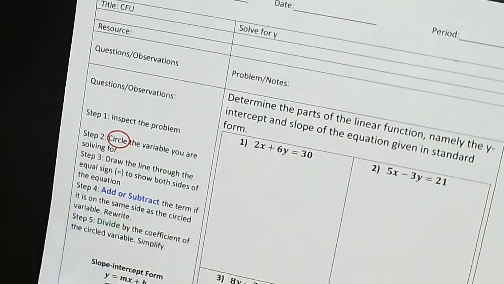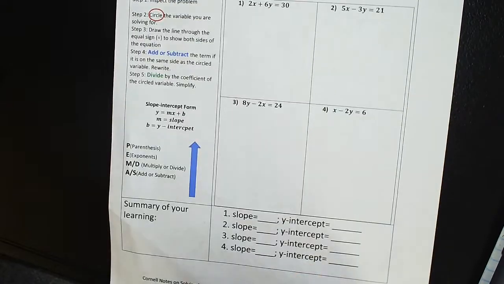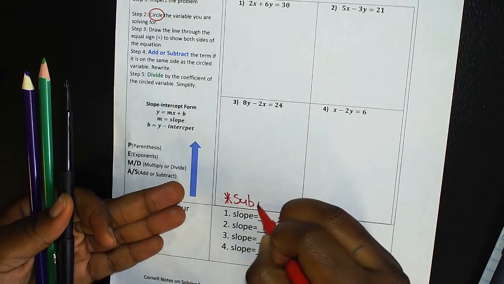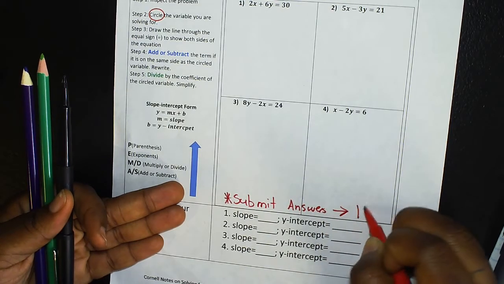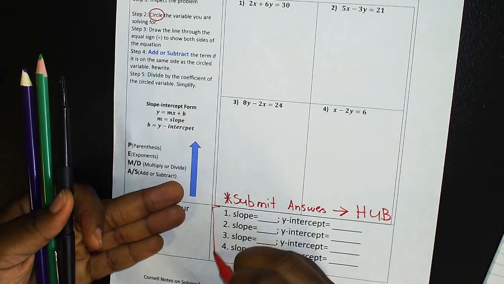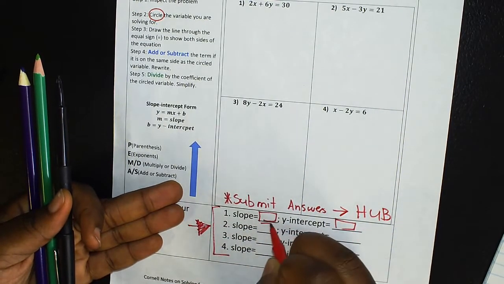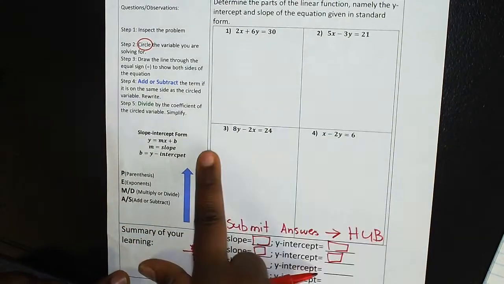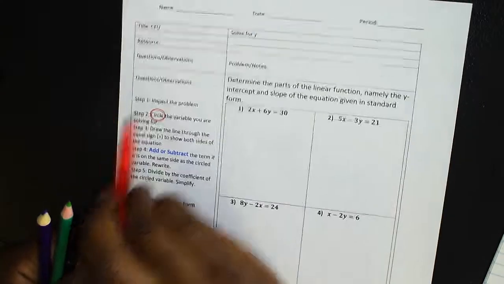Now you are going to do these problems by yourself, all right? It's the same steps, and you're going to submit your answers on the hub. All right, and all we want is this. So you're going to be filling in these blanks. Okay, so for numbers 1, 2, 3, and 4. Good luck. It's called CFU.